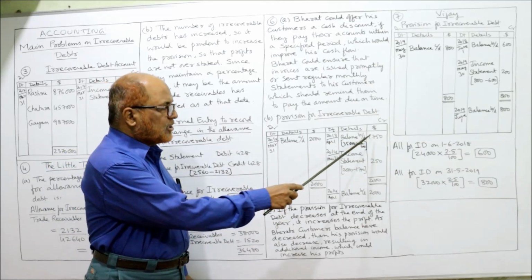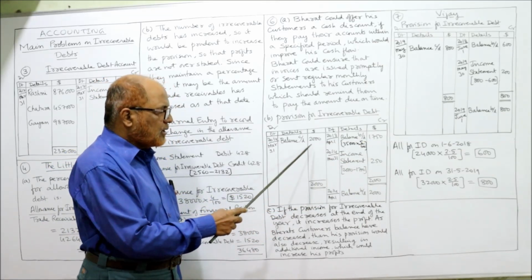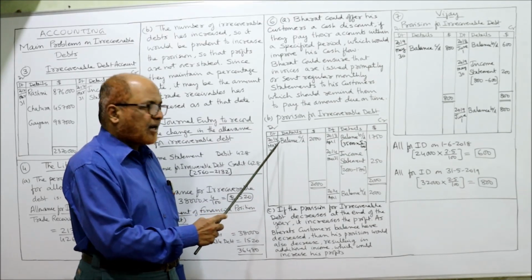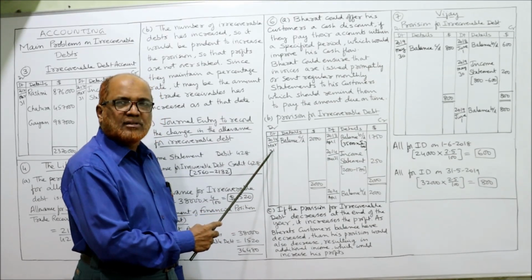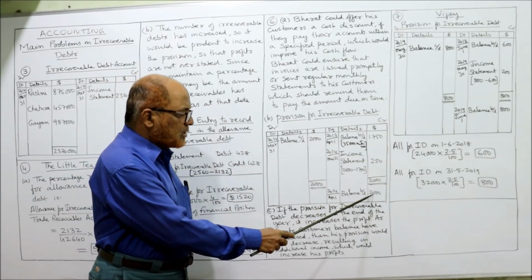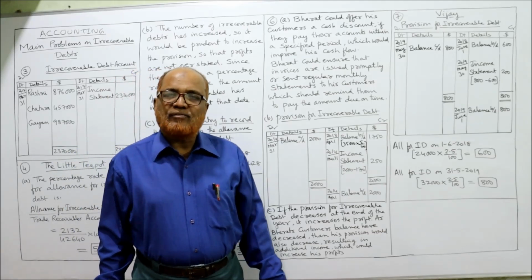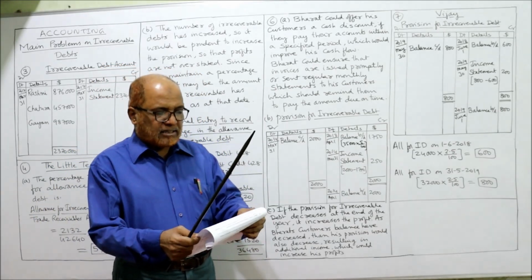Now balance. Take the total on the credit side, 2,000 and 2,000, balance carried down 2,000. Balancing figure, current year 31st March 2014. Now the brought down balance is 2,000 on April 1st 2014. That's all. So we have completed the allowance for irrecoverable debt.